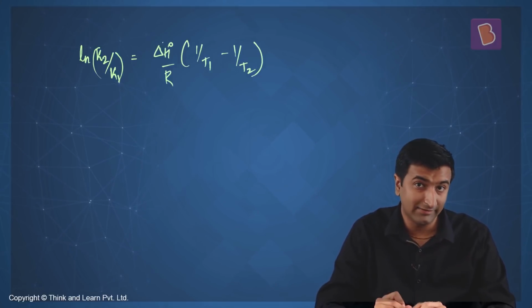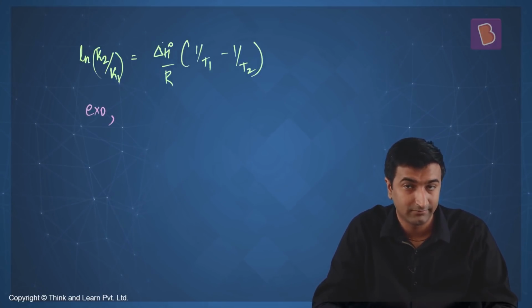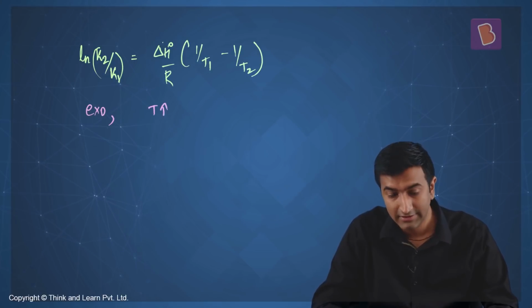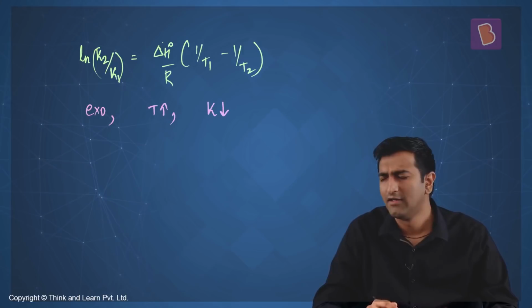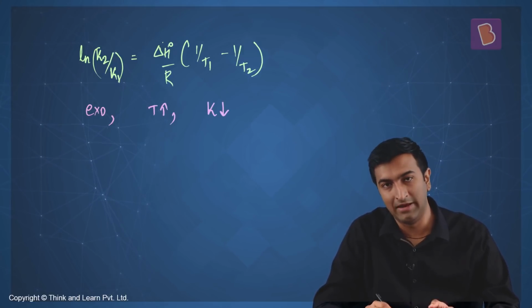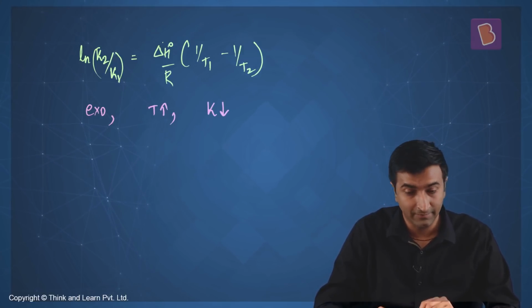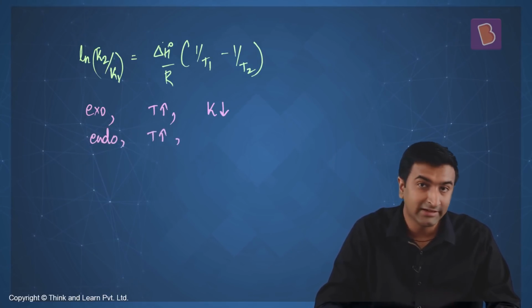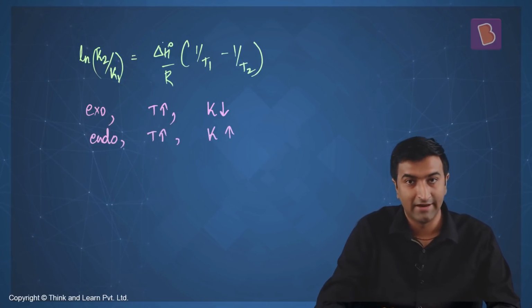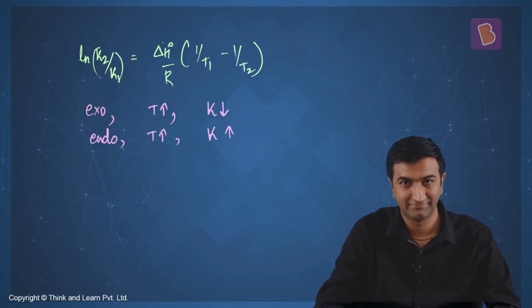So what this tells us is that if the reaction is exothermic, and temperature increases, then K falls. That's the direct implication of this. And this is tested a lot in the JEE Main exam and also in the advanced exam at times. If the reaction is endothermic, and temperature increases, the K value increases. All right. Cool, and a really important idea right here.